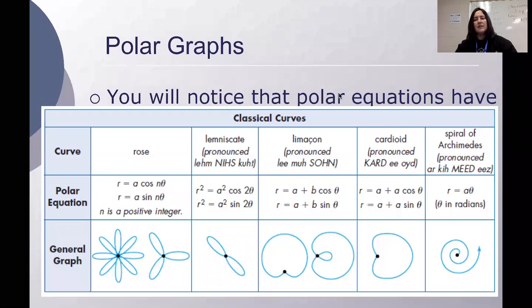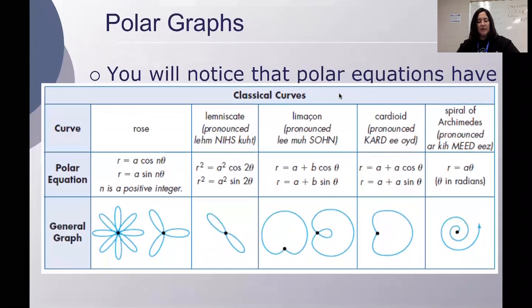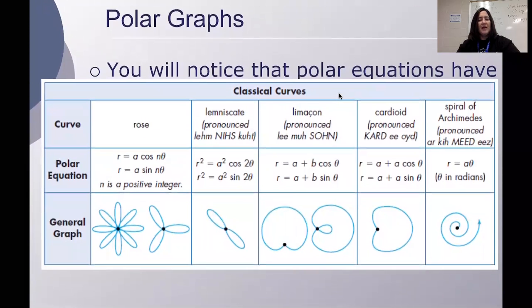Good morning. Today's lesson continues on with some polar equations. This slide shows you what the different types of polar equations are and what their equations would look like. A very common one is the rose. When you're looking at the rose, you have r equals a cosine n theta or r equals a sine n theta. Those are two different ways to create that, and it gives you a general graph.